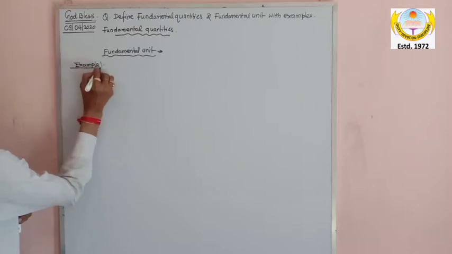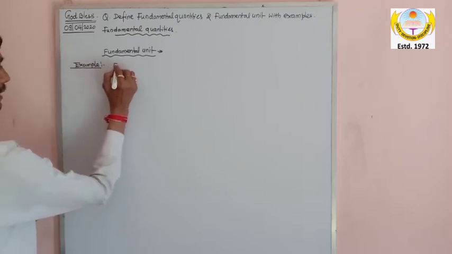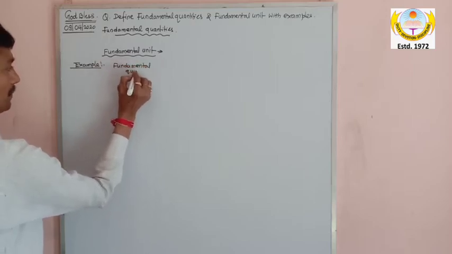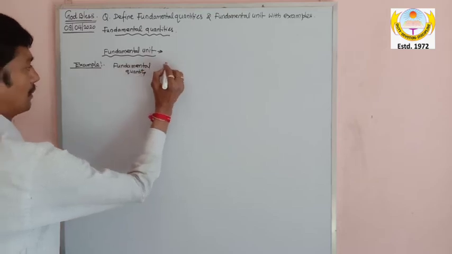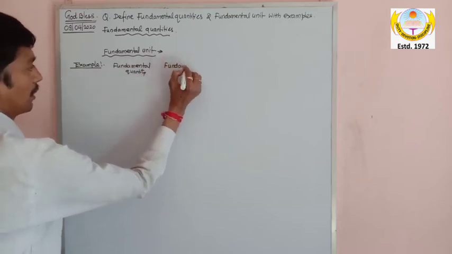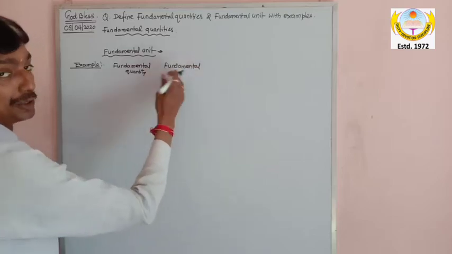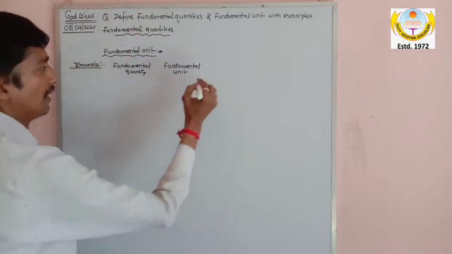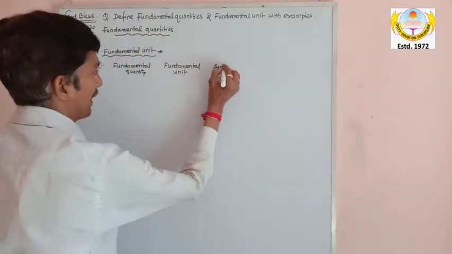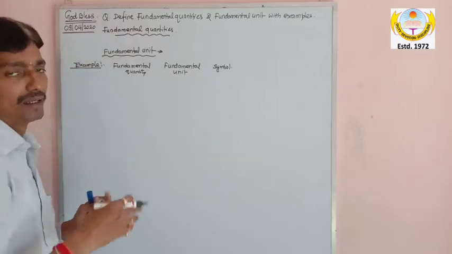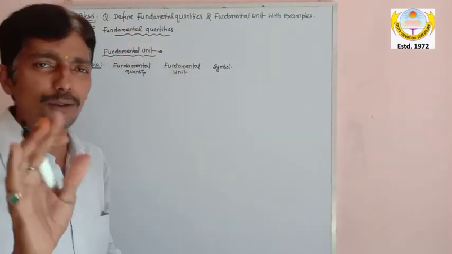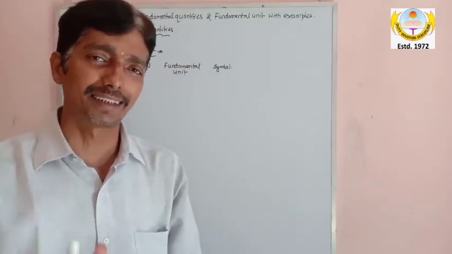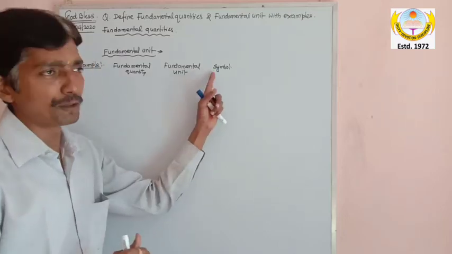Here I am writing the example, and in the example I make three columns. The first column stands for fundamental quantity. The second column is fundamental unit, because every quantity has a unit. That is also a definition. And here, a very important one, I will write symbol. For every unit there is a symbol. You all know from small class, meter has a symbol m, second has a symbol s, right? So we have to write symbol.